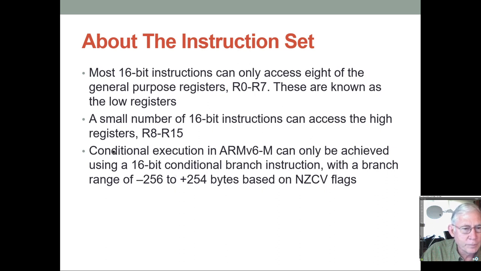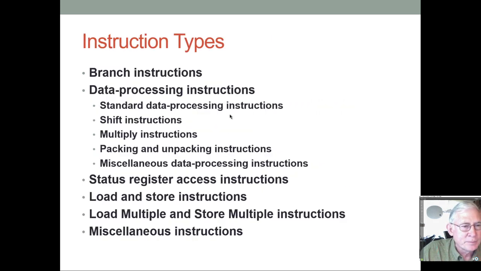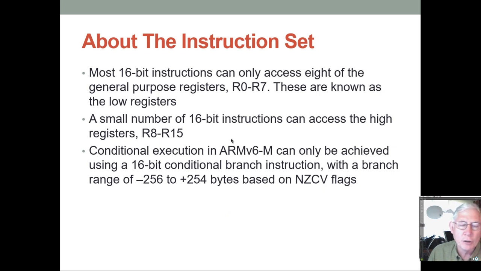And your conditional execution is based on the flags in the status register, and your branch range is minus 256 to plus 254 bytes. So this does limit how far these branches can branch, and so that can be a bit of a problem. And obviously the C compiler has to keep that in mind. And if you set up functions and you're going to call one function from another function, it's smart to try and prevent those from being more than 256 bytes away. But C will take care of it for you.